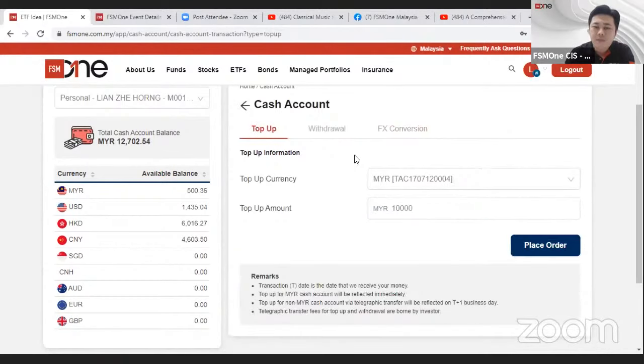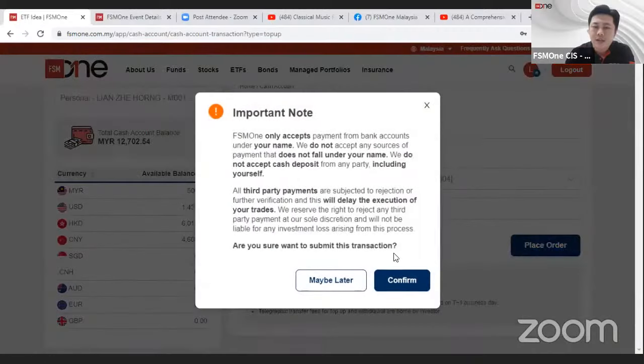For top up, once I place the order, it will prompt me with an important notice, which means we do not allow third-party payment. The payment must come directly from your bank account. You cannot ask your wife to pay on your behalf, or your uncle or auntie to pay on your behalf. We will not accept that. You can only make the payment using your own bank account.